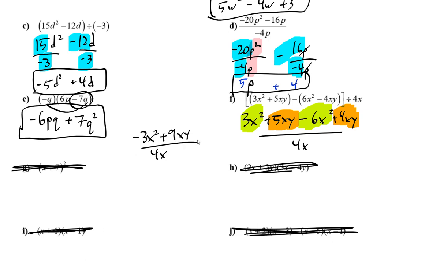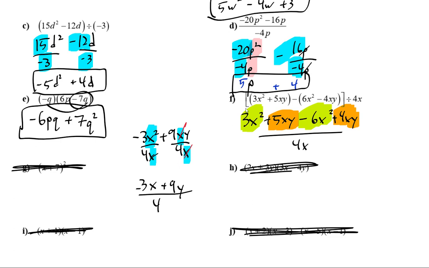And now if I'm dividing by 4x, well, I just need to make sure I'm doing each term separately. And then I can do my x squared by x, which is just x. And my 9 by 4, I'll just leave. And my other x by x will cancel out. That'll go away entirely. And so that's just left with this y over there. So negative 3x plus 9y over 4.